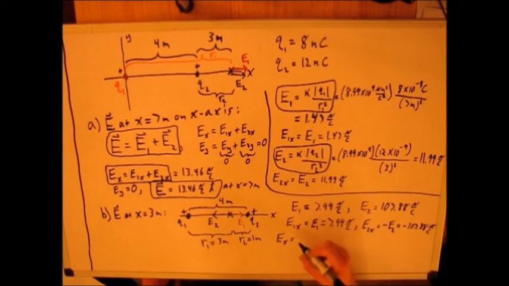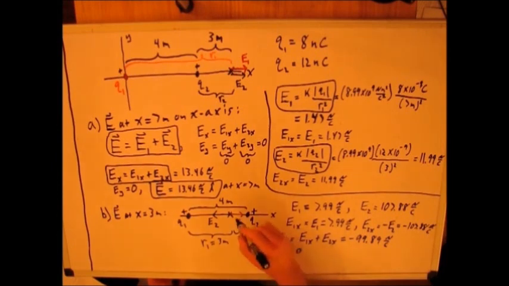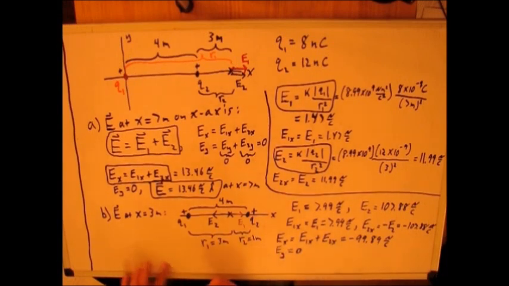So Ex, the net field, is E1x plus E2x. Adding those two together, you get negative 99.89 newtons per coulomb. And again, Ey here is 0 because these two vectors don't have any y components. So finally the net electric field at that spot, written as a vector, the x component is minus 99.89 newtons per coulomb, times I hat, the unit vector I hat.